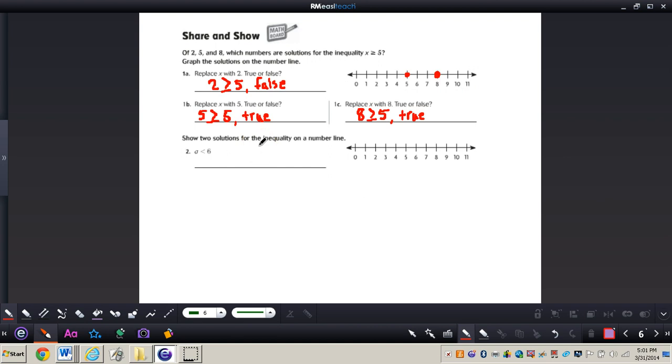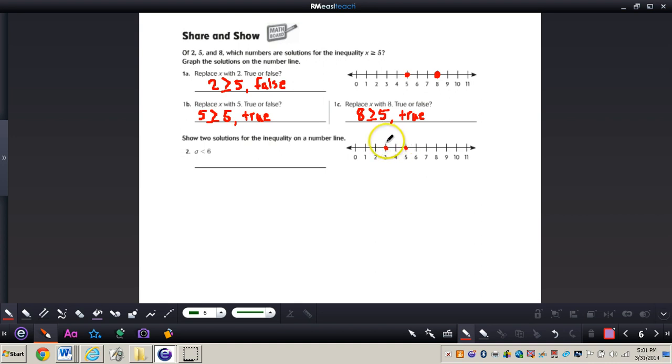Okay, now let's take a look at number 2 together. It says show 2 solutions for the inequality on a number line. Okay, so what we have is A is less than 6. So what we could do for this is we could think of 3 and 5 are both less than 6. And what we can do is just graph that on the number line. We can color in the circle 5 and also 3 there on the number line.